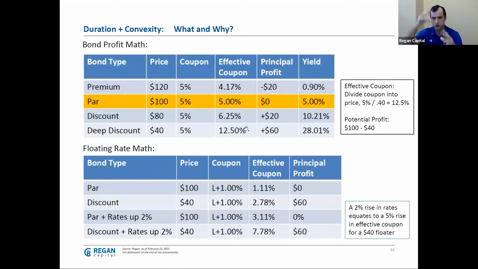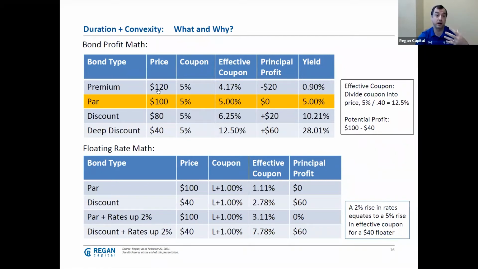And we'll go through just some simple bond math. We'll start with you owning a par bond with a 5% coupon. You get 5% return from your coupon. You get 0% return from getting your principal back. So whether you get your principal back tomorrow or 30 years from now, you're just getting your principal back.